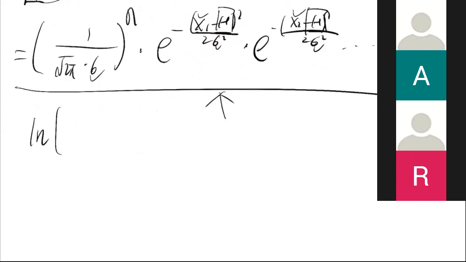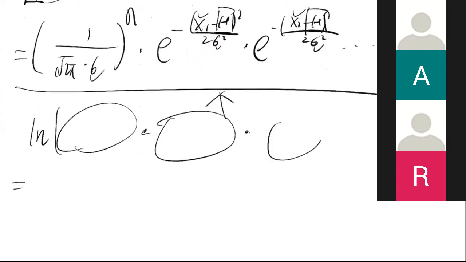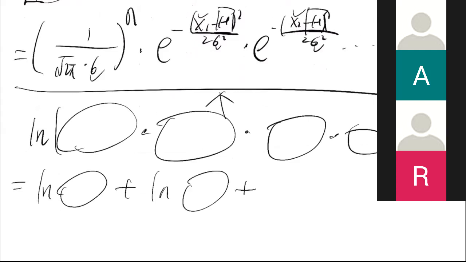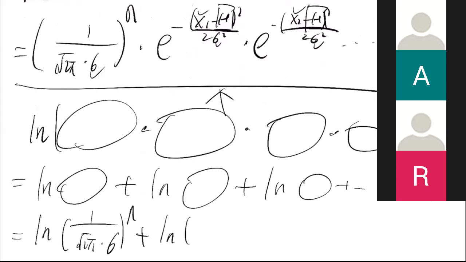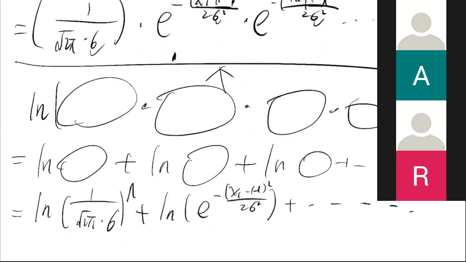Remember, the log of terms multiplied together is equal to the log of the term plus the log of the term plus the log of the term. So it's equal to the log of 1 over square root of 2 pi times sigma to the n, plus the log of e to the negative x1 minus mu squared over 2 sigma squared, and so on. Let me just copy down from here.